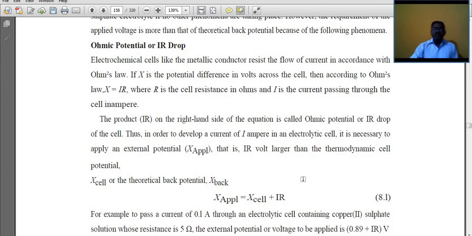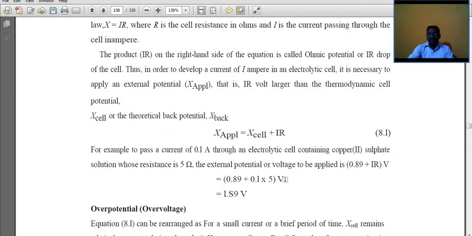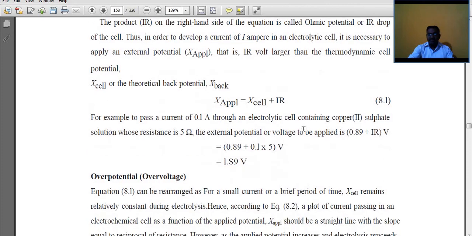Ohmic potential or IR drop. Electrochemical cells, like metallic conductors, resist the flow of current in accordance with Ohm's law. If E is the potential difference in volts across the cell, then according to Ohm's law, E is equal to IR, where R is the cell resistance and I is the current passing through the cell. Here, the external potential is equal to the cell potential plus IR.